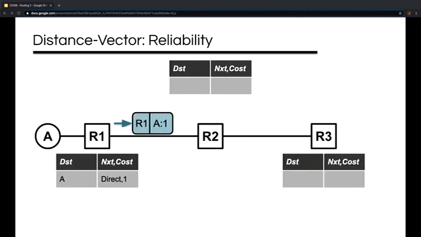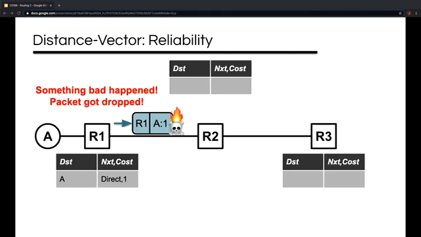And so, like earlier, we saw R1 create and send this advertisement to R2, but what if this packet doesn't get there? This packet gets dropped. Something bad happens to it. From what we've described so far, as I think we've been coming up with, we don't really have a way to deal with this. So does anybody have a really simple idea of how you could fix this problem if this routing update got dropped?